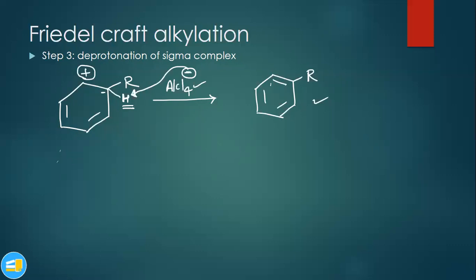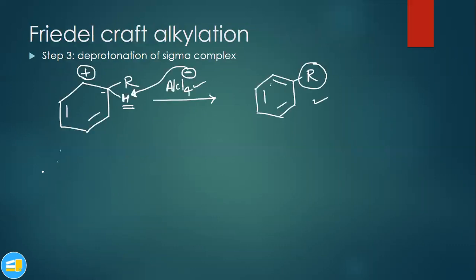So what we have done till now is: in the first step, a carbocation or electrophile is being formed. In the second step, that electrophile will be attacked by the nucleophilic aromatic ring. And in the third step, that aromatic ring will deprotonate and get substituted by the R group. So this is our final product of the reaction.